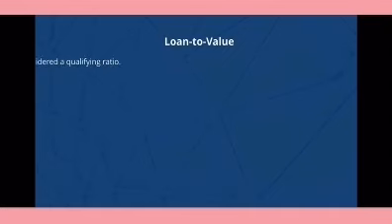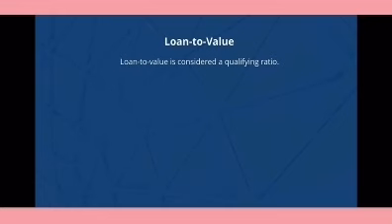Loan-to-value. Loan-to-value is considered a qualifying ratio. The maximum LTV, or loan-to-value, on the programs we discussed are conventional, 97%, or a 3% down payment. FHA, 96.5% with a 3.5% down payment.